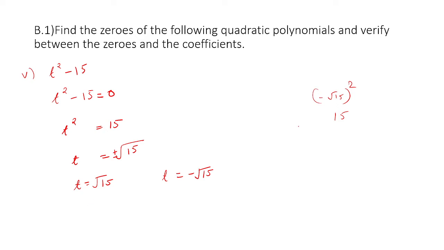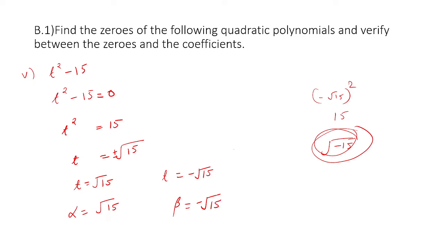Clear? Okay, and while writing the sign, do not write it as minus root 15 under the root, okay? This is completely wrong. This becomes a complex number, which you'll get to learn in higher mathematics. Now we can take alpha as root 15 and beta as minus root 15.